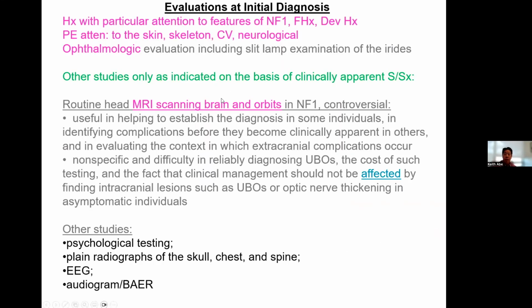So interestingly, again, routine scanning is not indicated, partly because there are also these, what they used to call UBOs, or unidentified bright objects. They will normally have abnormal scans, but they don't have a clinical significance when you find these UBOs.